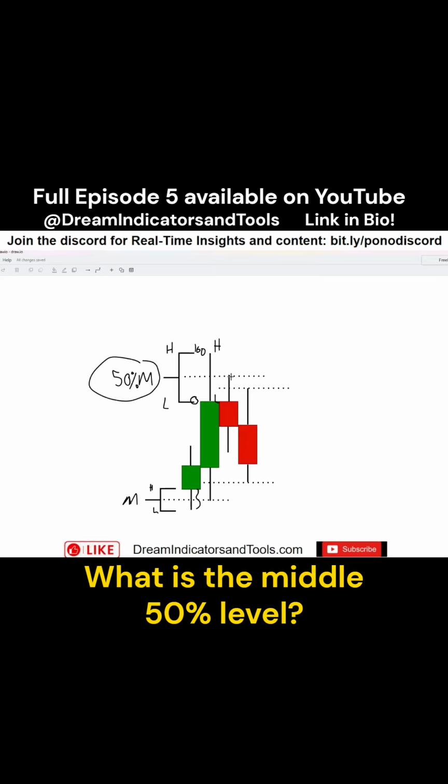Price likes to come up, and then maybe you'll see it come to this spot right here, which is represented by that 50%, and then it'll retrace back down, and then it'll come to another 50%, and then it'll retrace down, and then it'll come to another 50%, as you can see on these dotted lines.